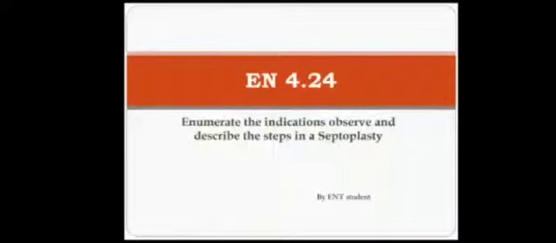I am going to talk about septoplasty. EN 4.24: Enumerate the indications, observe and describe the steps in septoplasty.